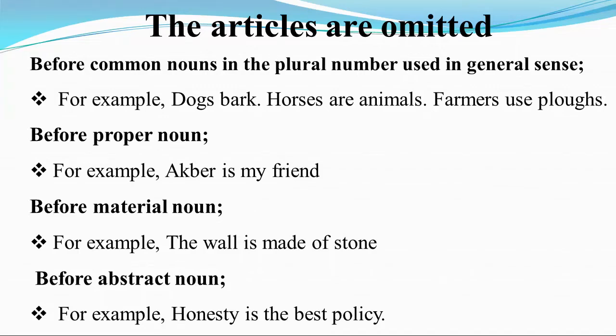For example, Akbar is my friend. There should be no article before Akbar. And with a material noun, like the wall is made of stone, we will not use any article before stone. And before an abstract noun, like honesty is the best policy. So no article will be used before honesty.